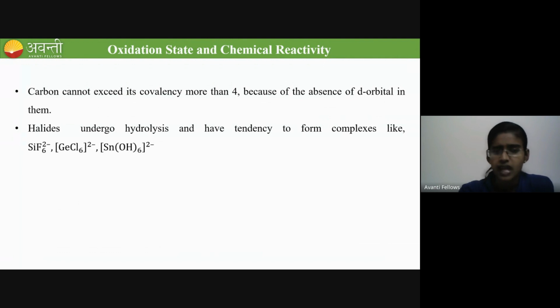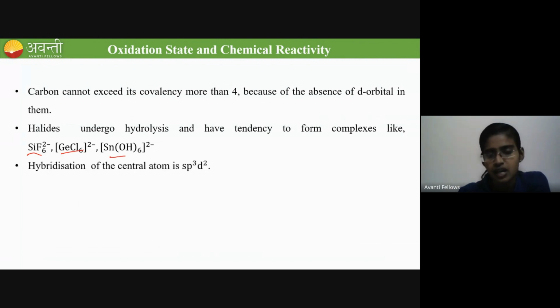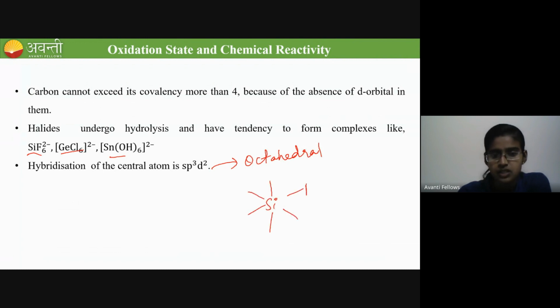Okay. And in all these complexes, the hybridization of the silicon, germanium and tin is sp3d2. If the hybridization is sp3d2, then the geometry is octahedral. Let me draw for silicon. If silicon is like this, it will form bonds with 6 fluorines like this, in which 4 fluorines are in the square plane, one above and another below. So this is octahedral. It has 8 faces, so it is octahedral.